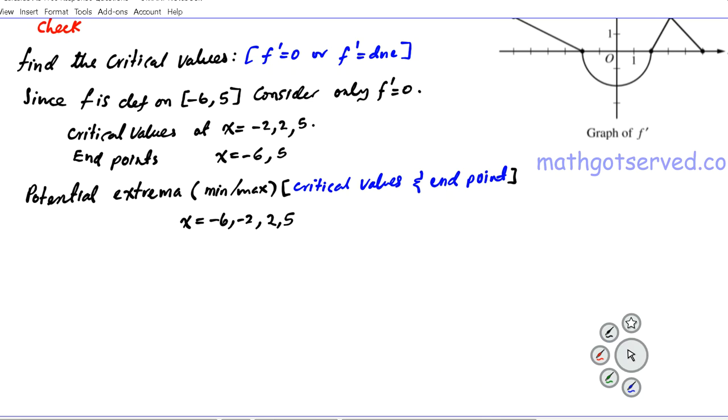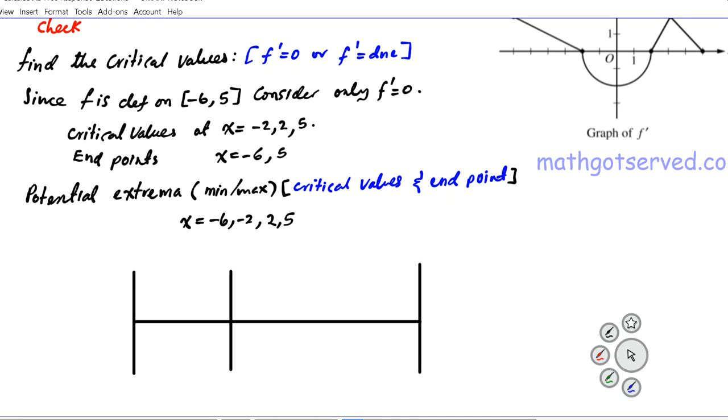So, see what we have. It's a closed interval, so we're going from negative 6 all the way to 5. All right, so from negative 6 to 5, we're going to have negative 2. It's not perfectly spaced out, it's just a rough sketch. So negative 2 there and 2. Okay, so let's specify our endpoint. So our endpoints are negative 6 and 5. And then our critical values are negative 2, 2, and this endpoint is also a critical value.